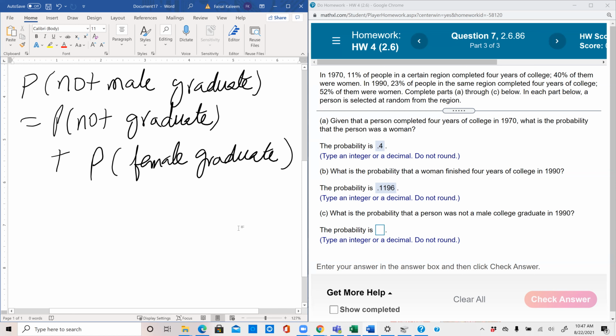The graduating probability in 1990 is 23%, so not graduating would be 1 minus 0.23. That's the probability of not graduating. And the probability of being a female graduate, which we already found in part B, is 0.1196. So 0.1196 plus 0.77 is 0.8896.